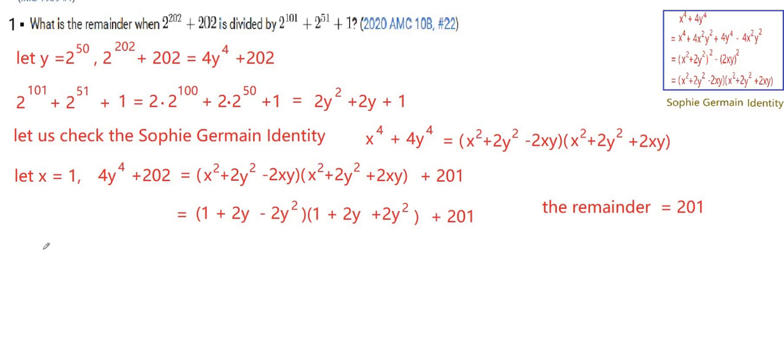Okay, let us look at the second problem. This is the next example problem. Prove that if n is greater than 1, then n to the fourth power plus 4 to the nth power is composite. Let's compare n^4 plus 4^n with x^4 plus 4y^4. Obviously, n is the same as x, and we hope 4^n is the same as 4y^4.